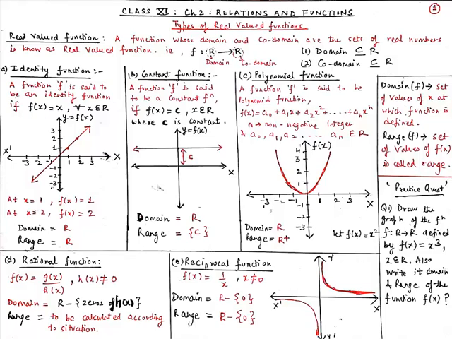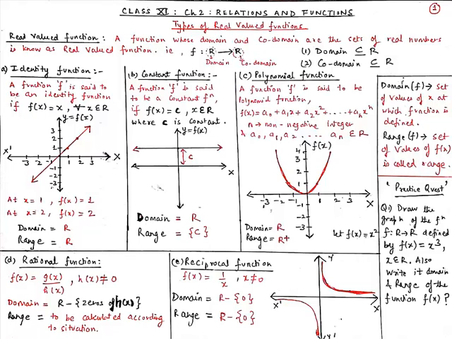And similarly on the graph, as you can see, for different values of x on the x-axis we have the same values of f(x) on the y-axis. So when we join these points we form a line, and this line passes through the origin.